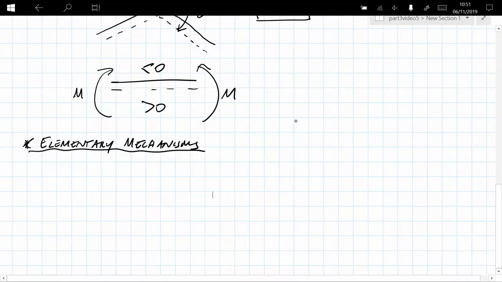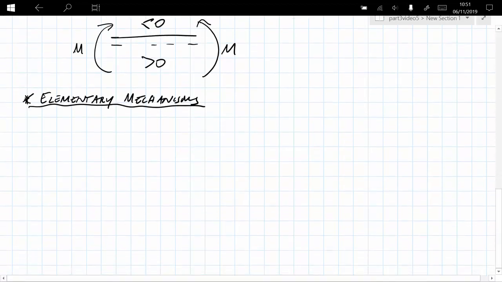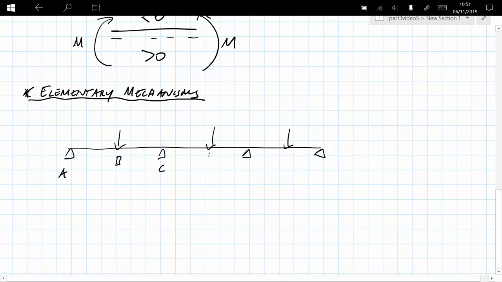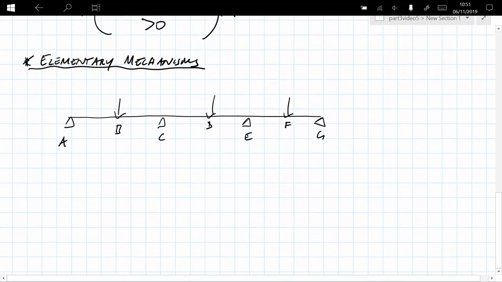Elementary mechanisms are mechanisms that cannot be made by combining any other mechanism. They are mechanisms that are independent of each other. For example, consider the continuous beam. This is a 3-span continuous beam with loads in each span and loaded at points A, B, C, D, E, F, and G. In this scenario, we can construct 3 basic mechanisms.